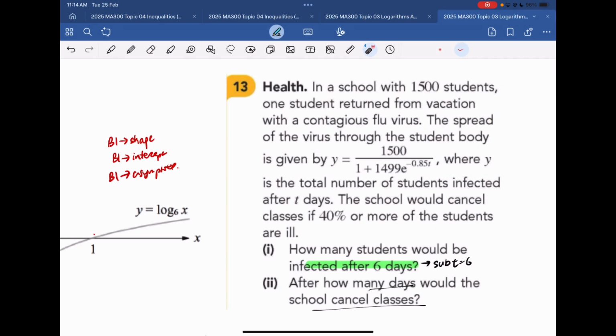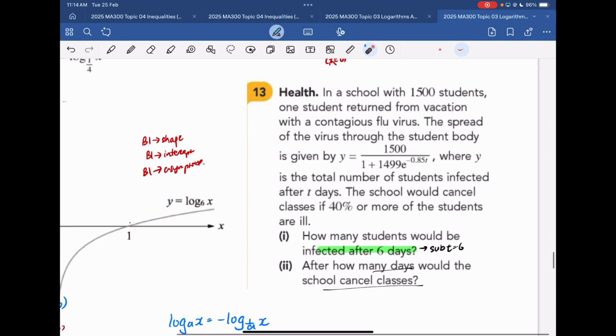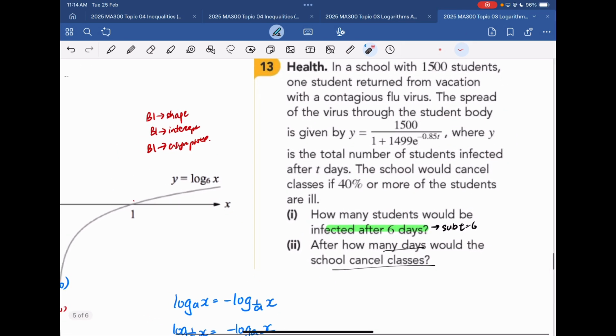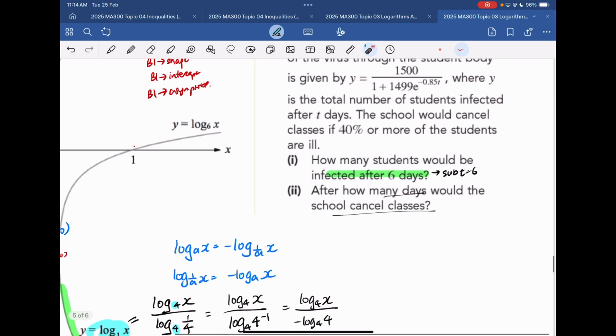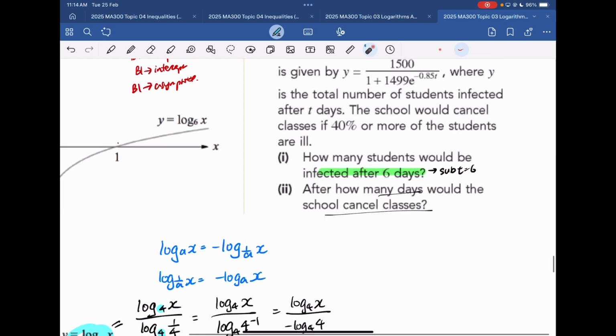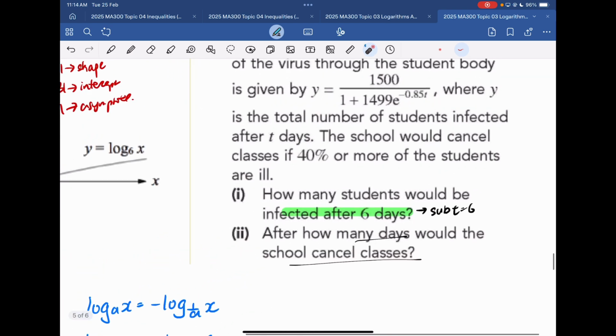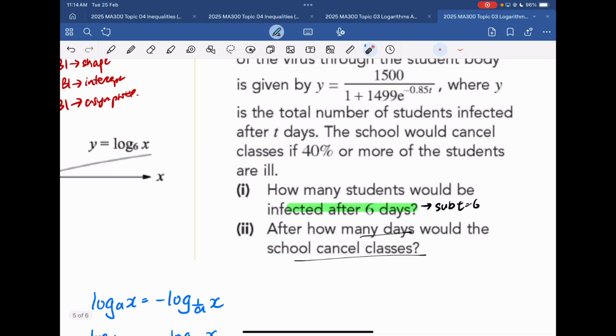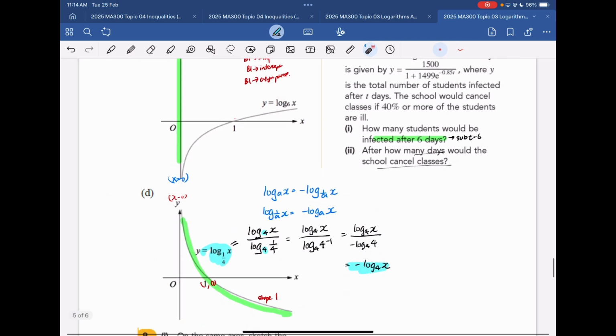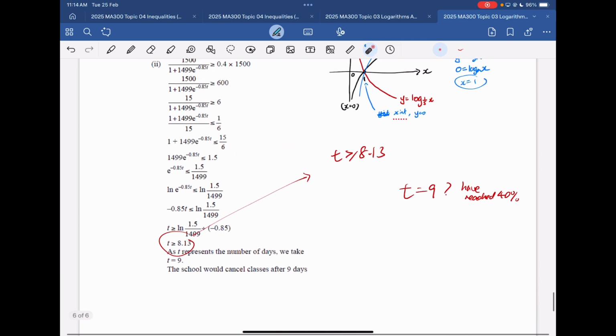Okay, so question 13. I look at the school, 1,500 students. How many students will be infected after 6 days? So you literally just sub t equals to 6. Make sense? What answer do you get? About 148. Am I right?